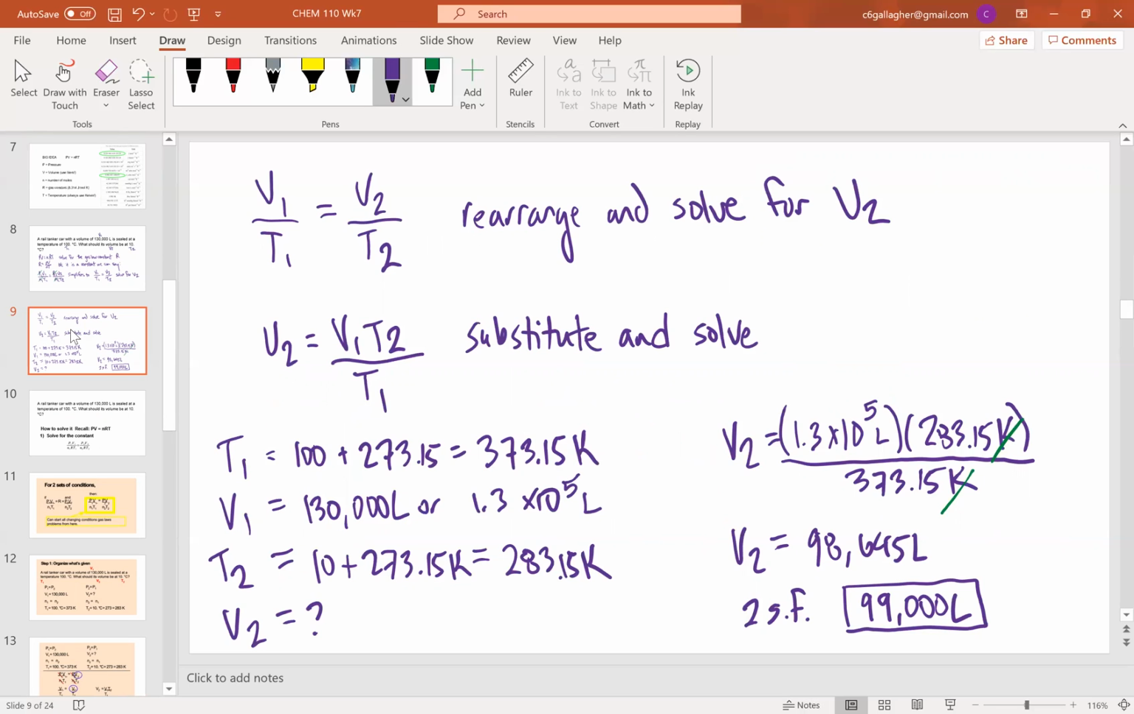Probably most critical for this problem is that we pay attention to the fact that we can only have 2 sig figs. So that means that our 98,645 liters, we need to round up to 99,000 liters.